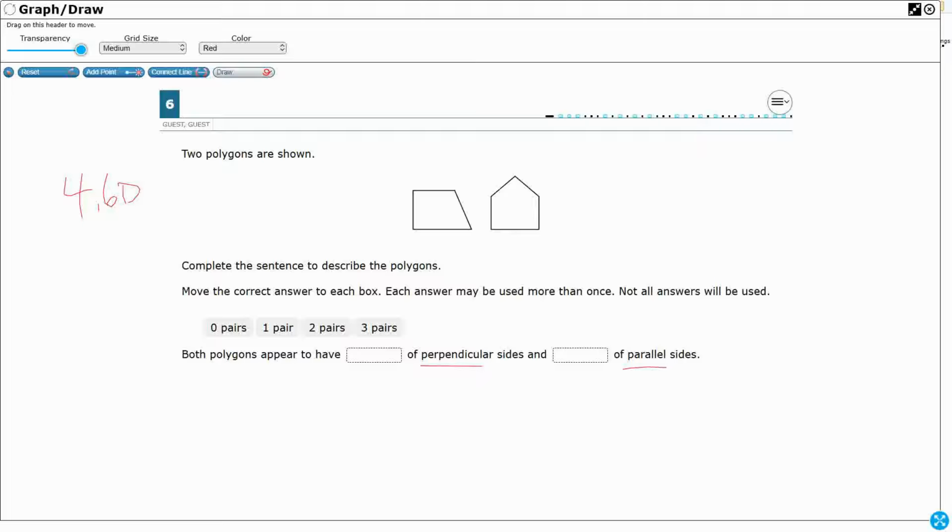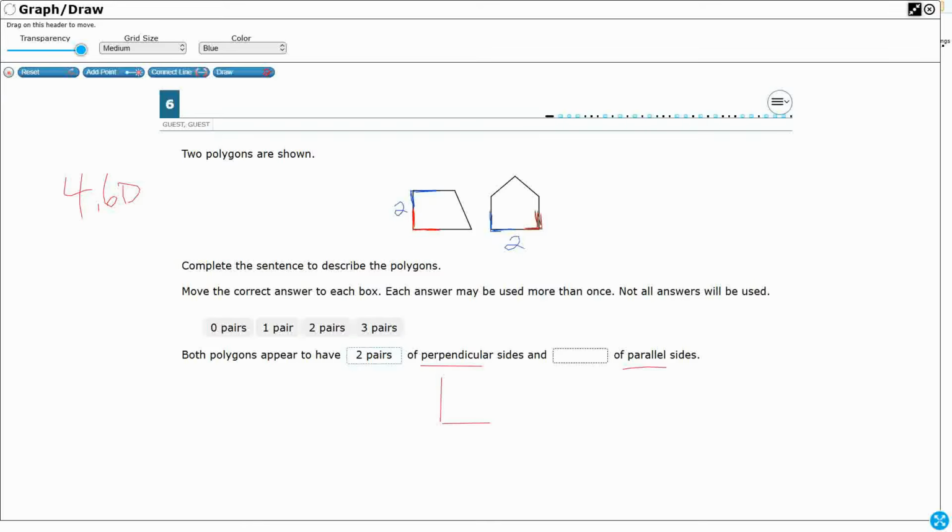Okay, perpendicular sides form 90-degree angles like this. Okay, so let's look at our first one right here. And it says both, so they both have to have the same amount. All right, so if I'm looking for right angles, I see a right angle right here. And I also see a right angle right here. So I see 2. Let's see if I see the same thing here. I see one right here. And then I see another one right here. All right, so I also see 2. So I'm going to say 2 pairs of perpendicular sides.